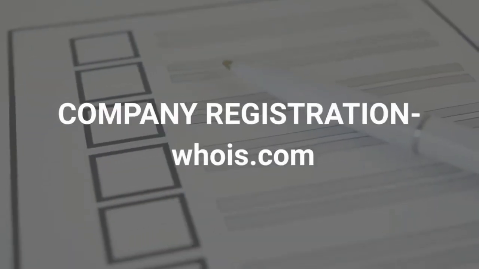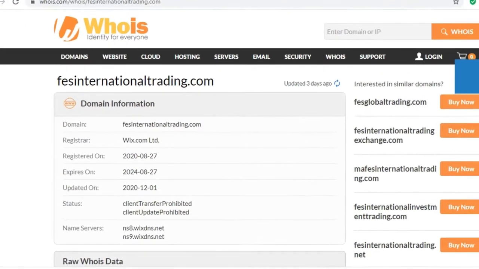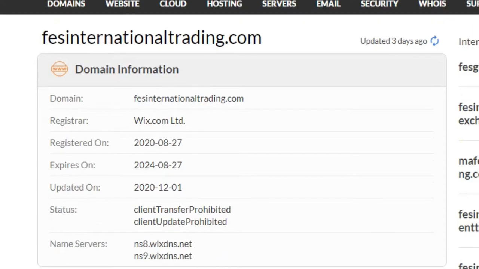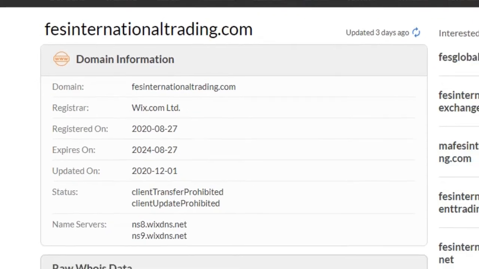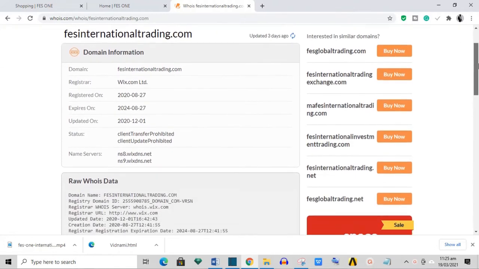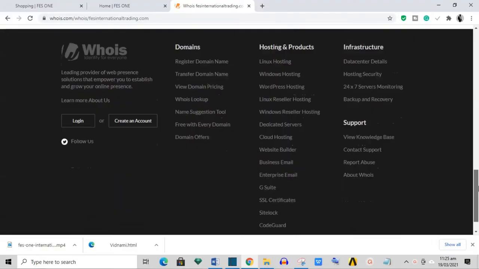Company registration according to whois.com. As stated previously, whois.com captured the FES ONE international website, fesinternationaltrading.com, to be registered on the 27th August 2020 and is due to expire on the 27th of August 2024, which is 4 years of domain longevity. Huge credit to the platform by this standard.